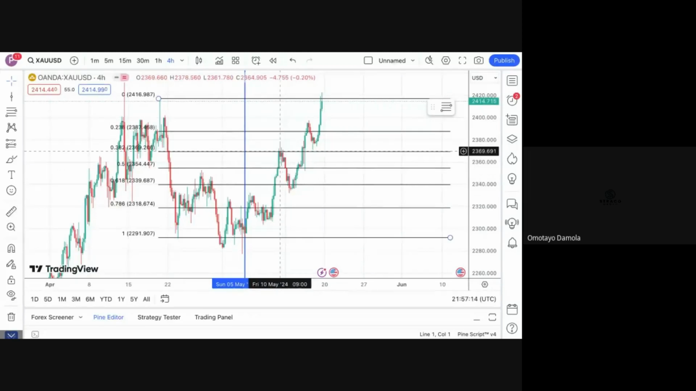market will play on your character more than you think. Hold on. So it came all the way to this 0.618. Now it came back up to this point.